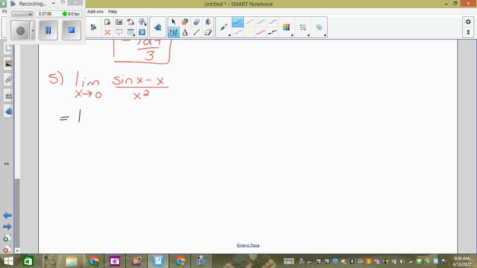So the derivative of sine x is what? Cos x, and the derivative of negative x is? Derivative of x squared is? Oh crud, I plug a 0 in, my denominator is 0. That doesn't work. Keep going. Limit as x goes to 0. What's the derivative of cos? Negative sine x minus 1 over 2.